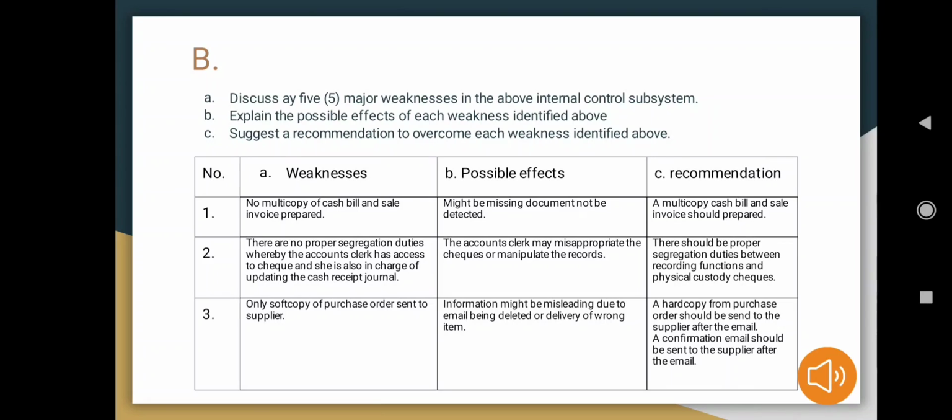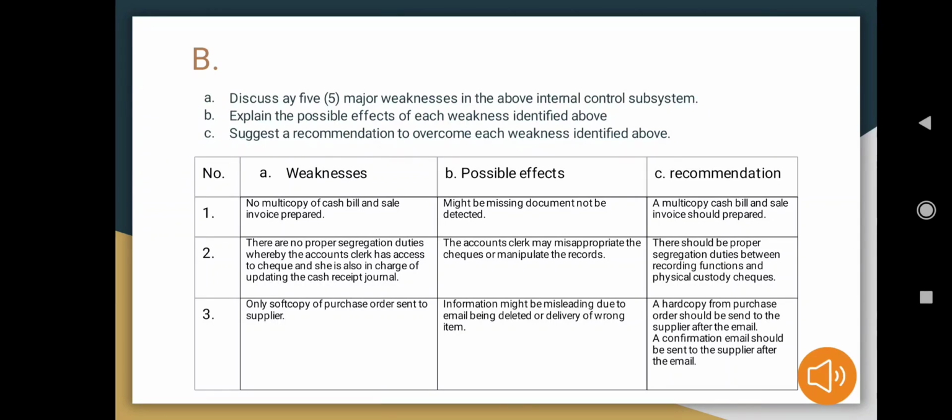So after we have identified the 5 major weaknesses in the above internal control subsystem, we will discuss the possible effects and then a recommendation. Okay, so for the first weakness, which is no multi-copy of cash bill and sale invoice prepared, it may be possible that there is a missing document and it is not detected. So the recommendation: a multi-copy cash bill and sale invoice should be prepared.